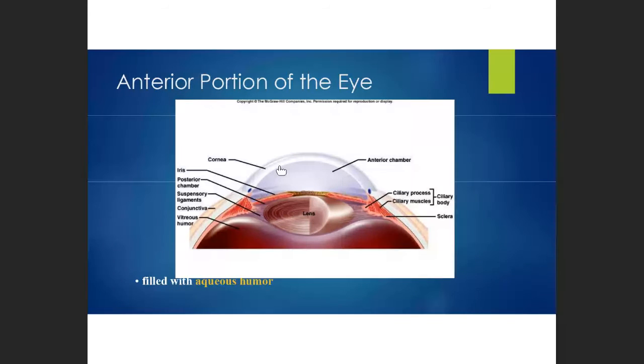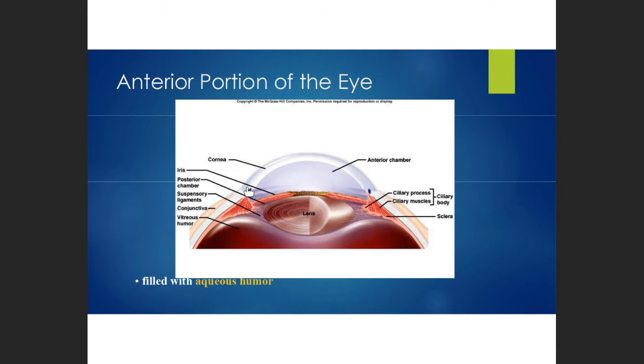Here is a good close-up image of that. Again, the cornea, which is the anterior bulge that's transparent. Between the lens and the cornea, we have an anterior chamber, which is filled with a clear fluid called the aqueous humor. Then we have the iris, pupil, lens. The lens is held in place by suspensory ligaments and the ciliary body. On the outside of the sclera right here is the conjunctiva. The conjunctiva also continues on the inner surface of the eyelid, the palpebrae.